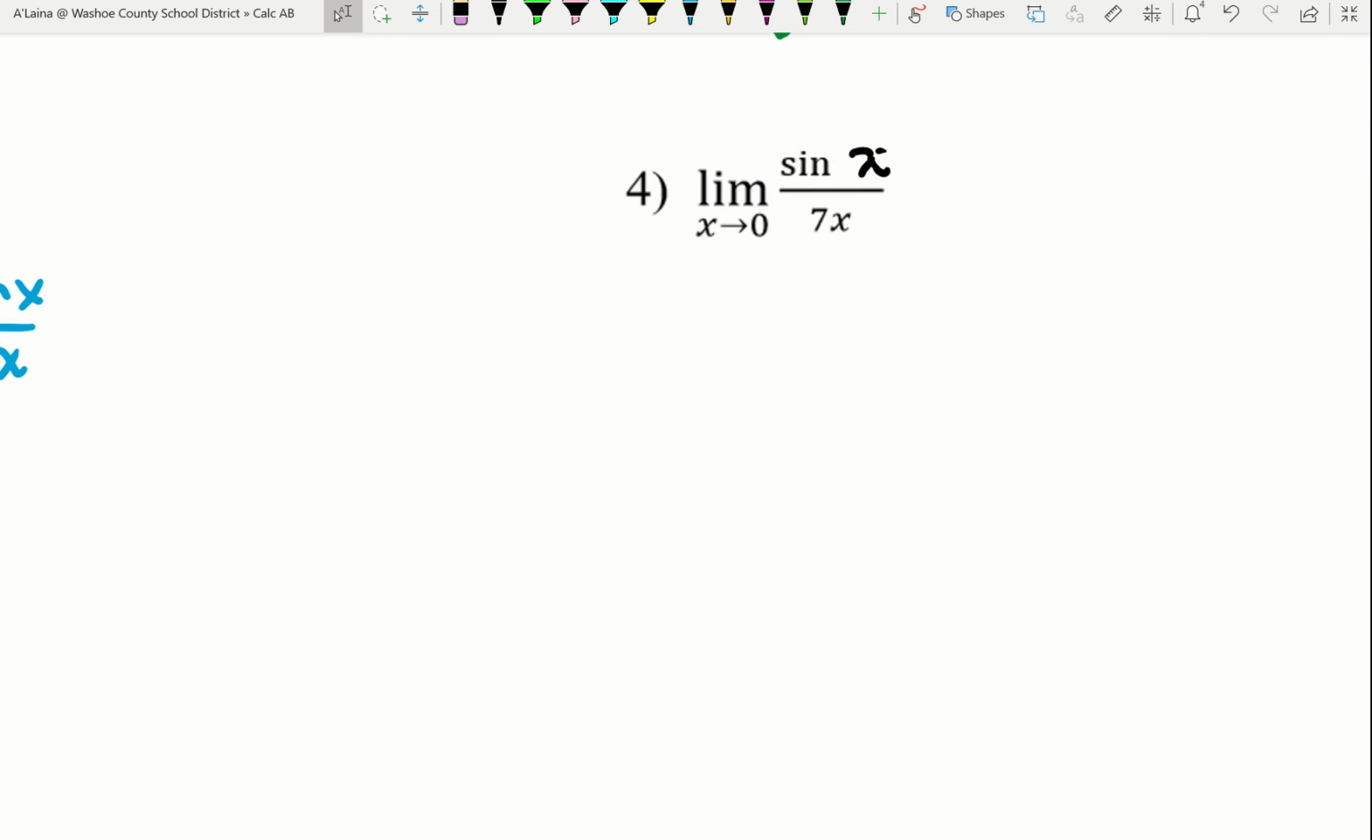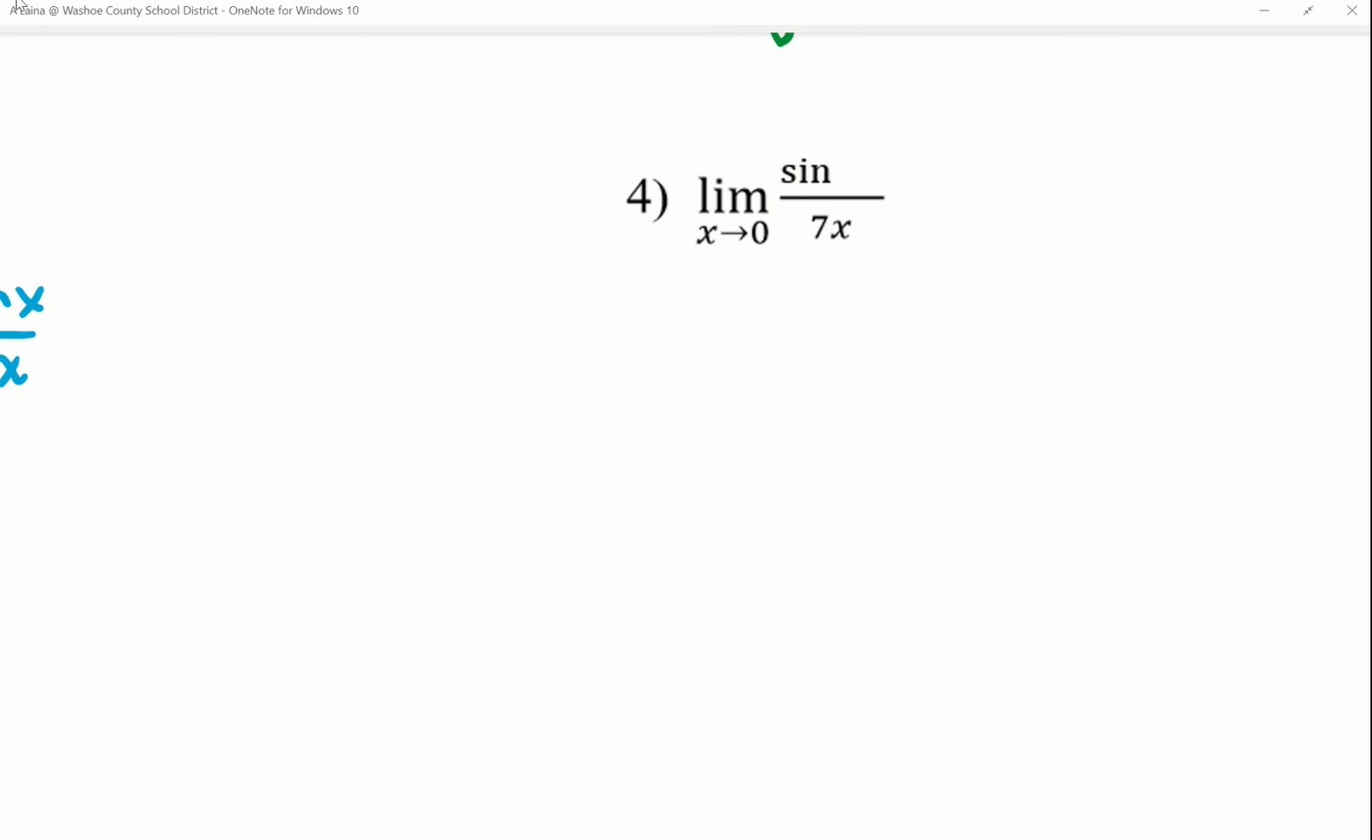For number 4, let's see, actually I think I wrote this wrong. This should be the sine of 7x. Oh no, it wasn't. What was it? Let me look at your packet. I think it might have a different number there. Oh, 2. You guys have the sine of 2x over 7x, and I'm not sure why, but it just didn't show up here.